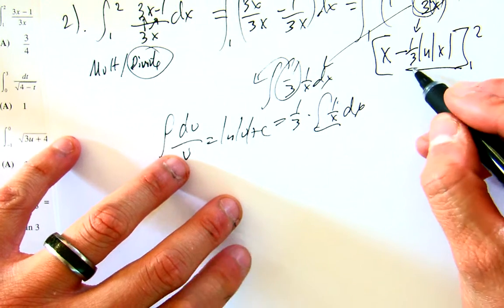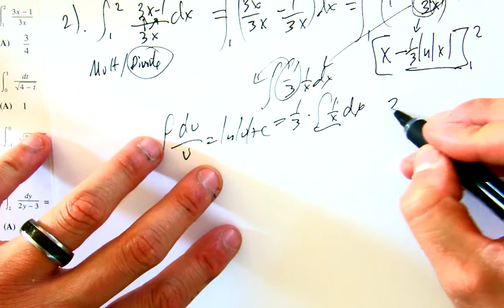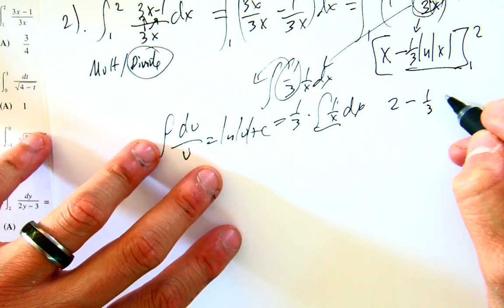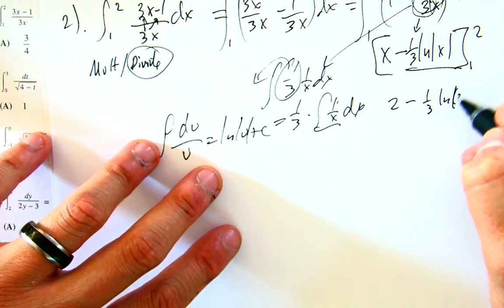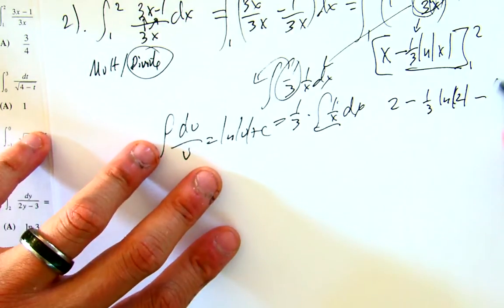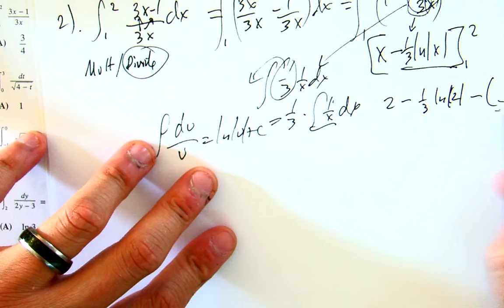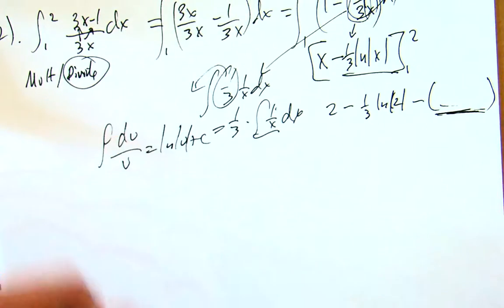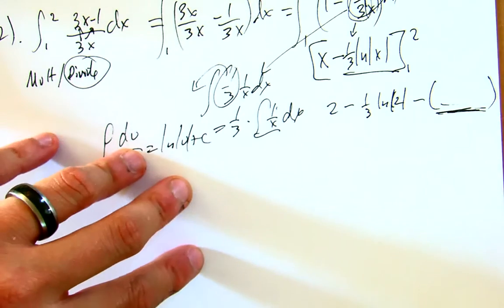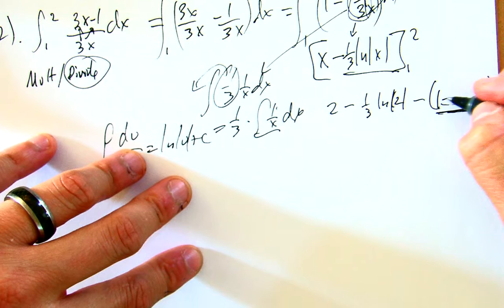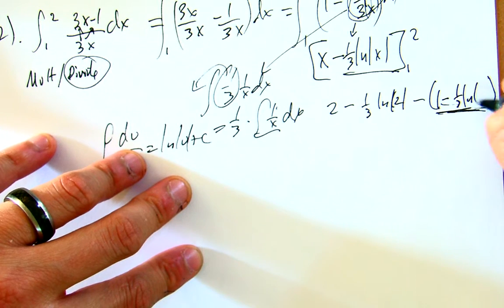into the antiderivative. So you get 2 minus 1/3 ln of 2. It's the absolute value of 2, which you know is 2, so who cares? Minus, put parentheses around this. And you go from here and plug in the 1. There's 1 minus 1/3 ln of 1. Absolute value of 1, which we should know is 0.